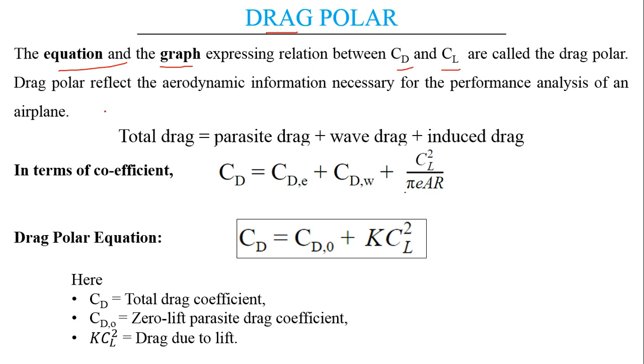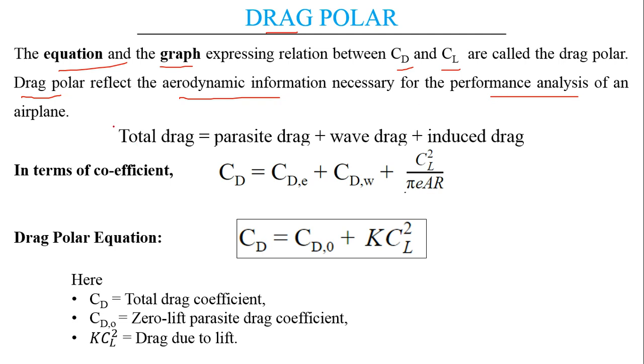So let's get to know about this in detail. And before knowing it, we need to know what is the purpose of this drag polar. Drag polar provides us with the aerodynamic information which is indeed necessary for performance analysis of an airplane. If we know the drag polar equation and plot, this graph is basically plotted from the equation. If we know this equation, it provides us with some aerodynamic information. This aerodynamic information in particular will be discussed in the further portion. So if we know this, we can analyze the performance of an aircraft.